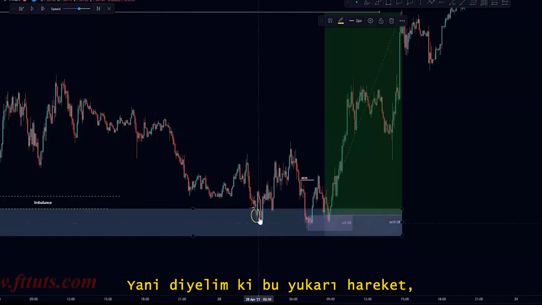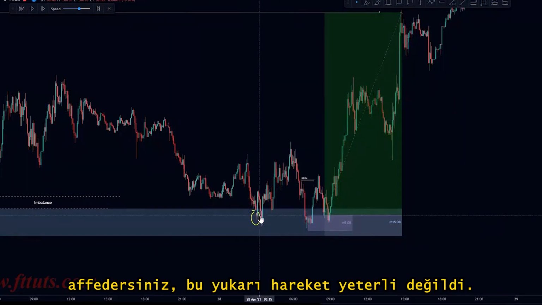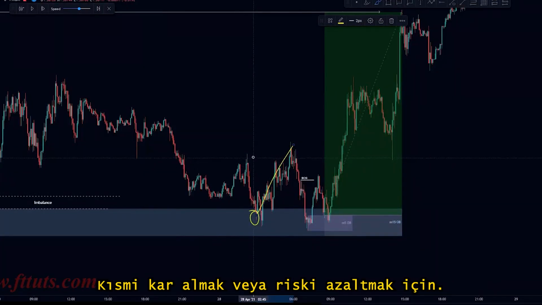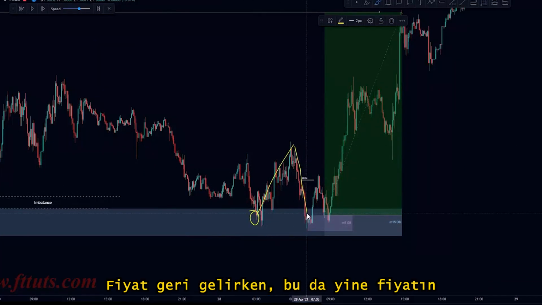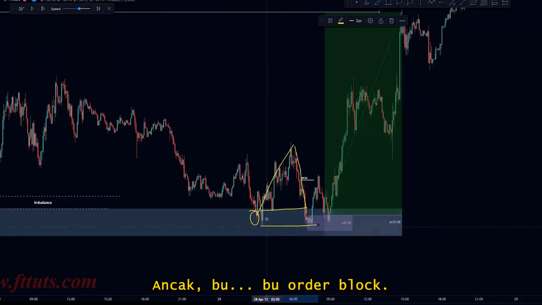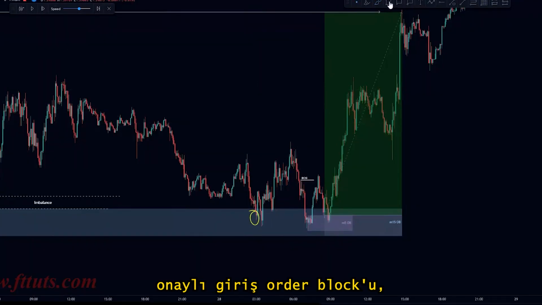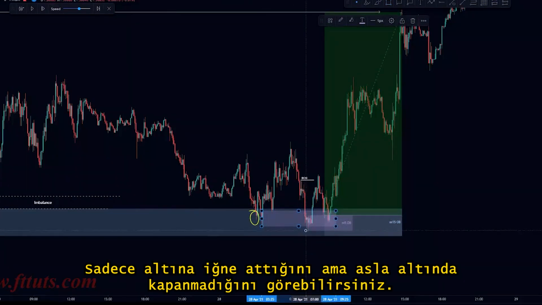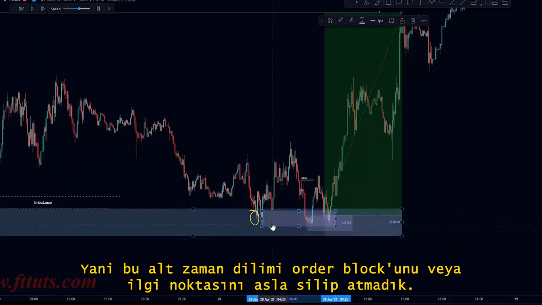So if, let's say, this move to the upside wasn't enough, right, to take partial profits or mitigating risk, right? So as price comes back, this is also price coming back to the point of origin, slightly spiking below these lows, right? However, this order block, this confirmation entry order block here has always been respected, even though it spiked below, right? You can see it only spiked below, but never closed below it, right? So we never wiped out this lower time frame order block or point of interest, right?